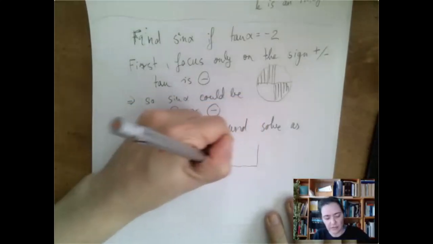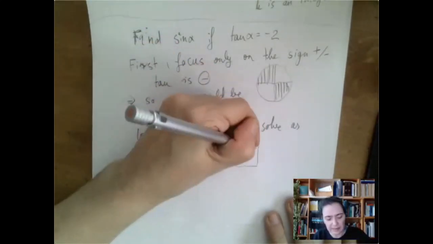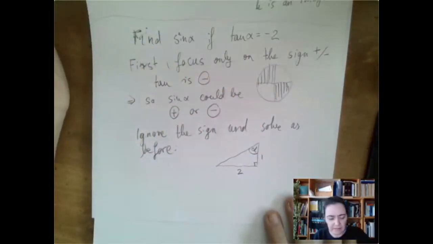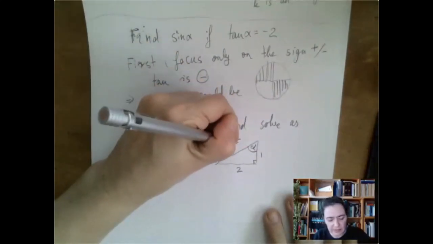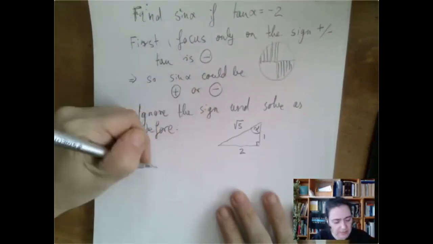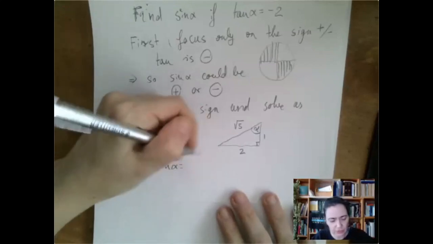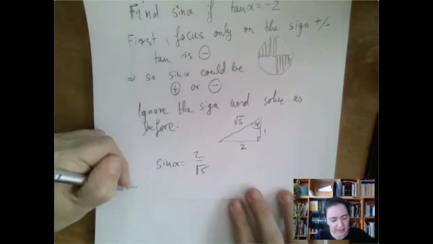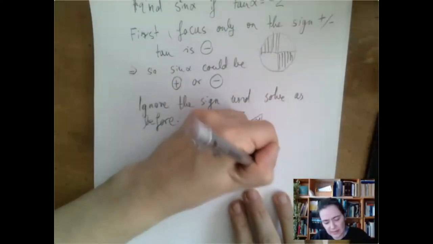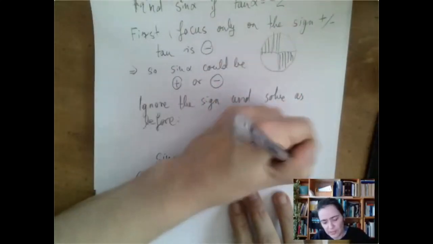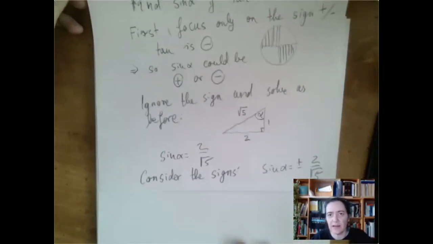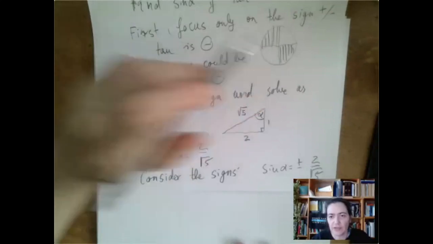So draw a triangle where tangent alpha equals 2 can happen. Here is alpha, 2 and 1, right? Find the hypotenuse, looks like square root of 5 to me. So then sine alpha equals 2 over square root of 5. And now consider the signs. The answer is sine alpha equals plus-minus 2 over square root of 5, because there is nothing in the problem that distinguishes which one out of the two.